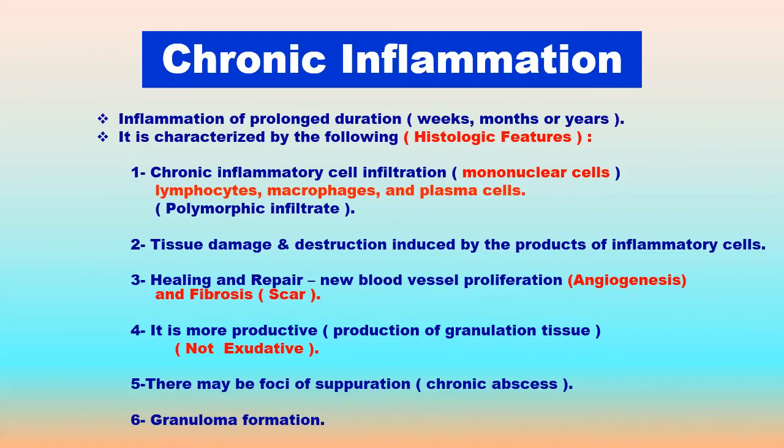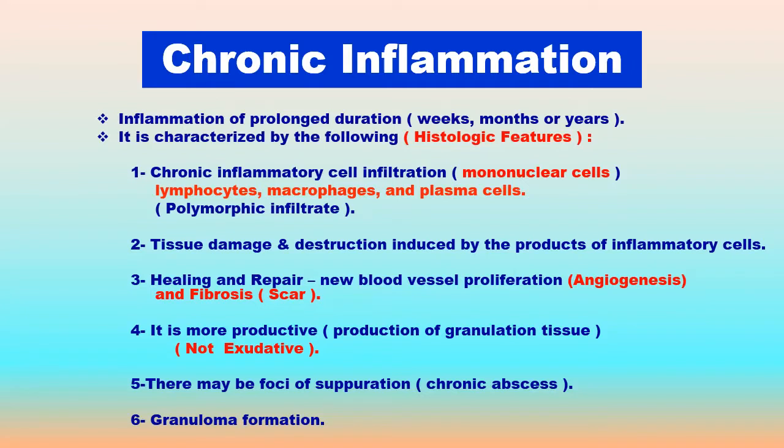First, chronic inflammatory cell infiltration of the tissue, including lymphocytes, macrophages, and plasma cells, which are mononuclear cells. Means these chronic inflammatory cells have single nuclei. So, there is a polymorphic infiltrate in chronic inflammation with many cell types, while in acute inflammation there is a monomorphic infiltrate, only one type of cell, which is neutrophil.